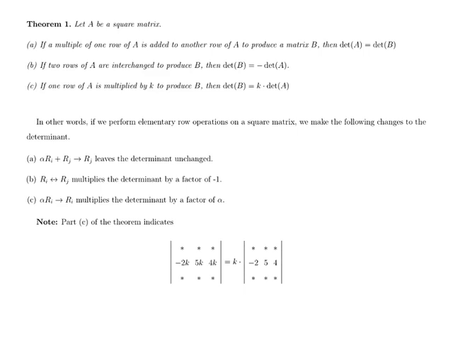And the most important one is this first one, that if a multiple of one row of A is added to another row of A to produce a matrix B, then the determinant of A is equal to the determinant of B. Also said, that is, that if I take the row operation, a constant times one row plus another, that leaves the determinant unchanged.